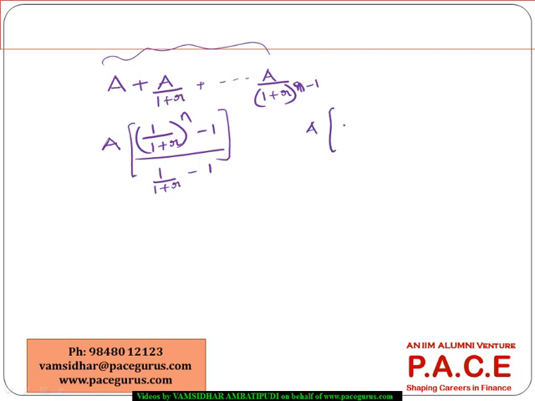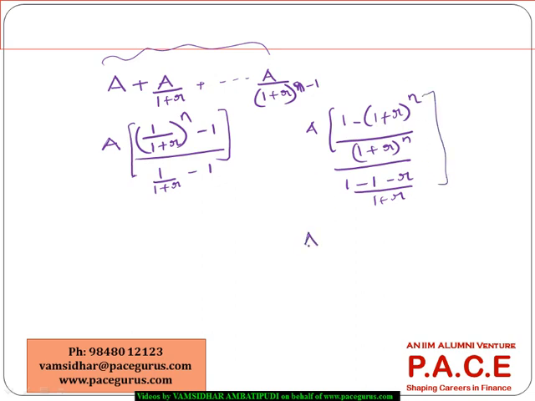So A times 1 minus 1 by (1 plus r) to the power n, divided by 1 minus 1 by 1 plus r. Overall, again the same simplification: A times (1 plus r) to the power n minus 1, divided by r times (1 plus r) to the power n minus 1. Only n minus 1 is the difference that comes up here. In the denominator, there is one decrease in the power of 1 plus r. The rest all happens in the same way.